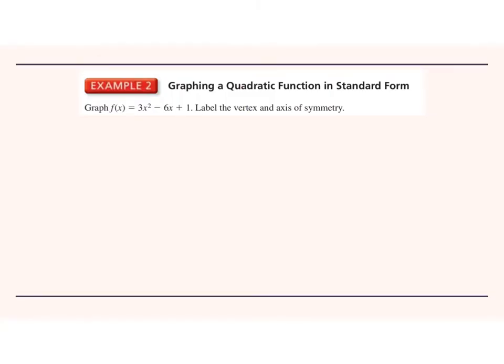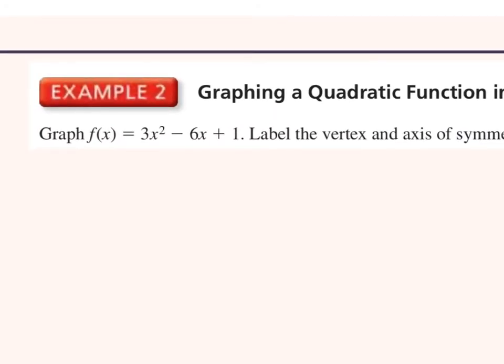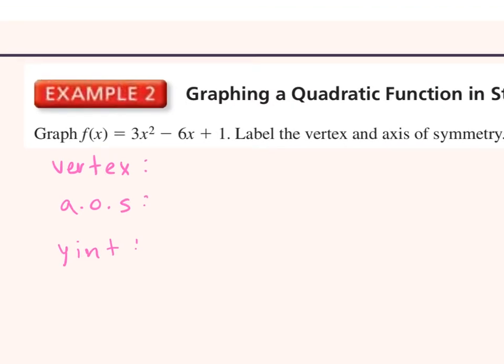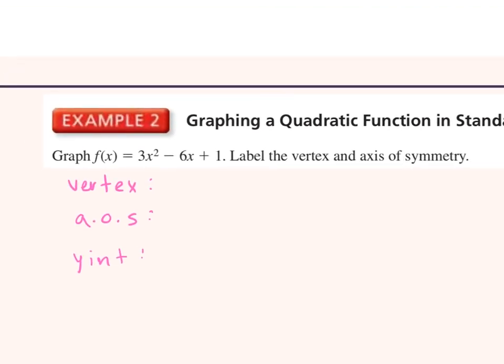All right, this brings us to our first example. So here we have a function in standard form. So we need to identify our vertex, our axis of symmetry, and the y-intercept. And then we need to graph it. So our vertex is going to be a point, and our axis of symmetry is going to be x equals some number. What is the formula we need to use to find our axis of symmetry?